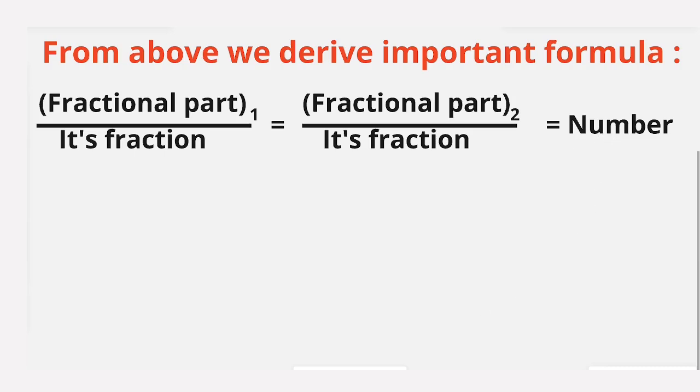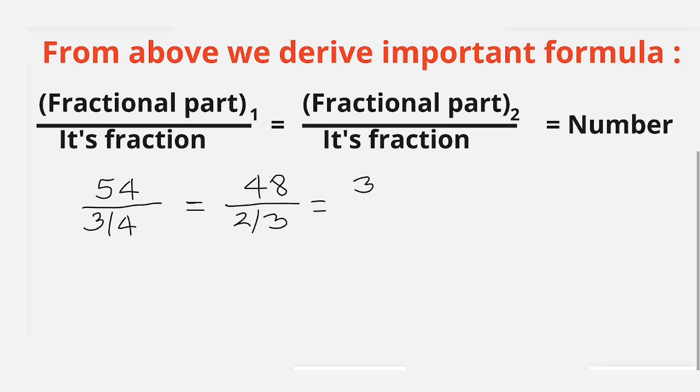3/4 of 72 was 54. 54, which is the fractional part, upon its fraction. The fraction is 3/4. This is equal to 2/3 of 72 was 48. So 48 is the fractional part upon 2/3. 36 is the fractional part and its fraction is 1/2, and these are all equal to 72.